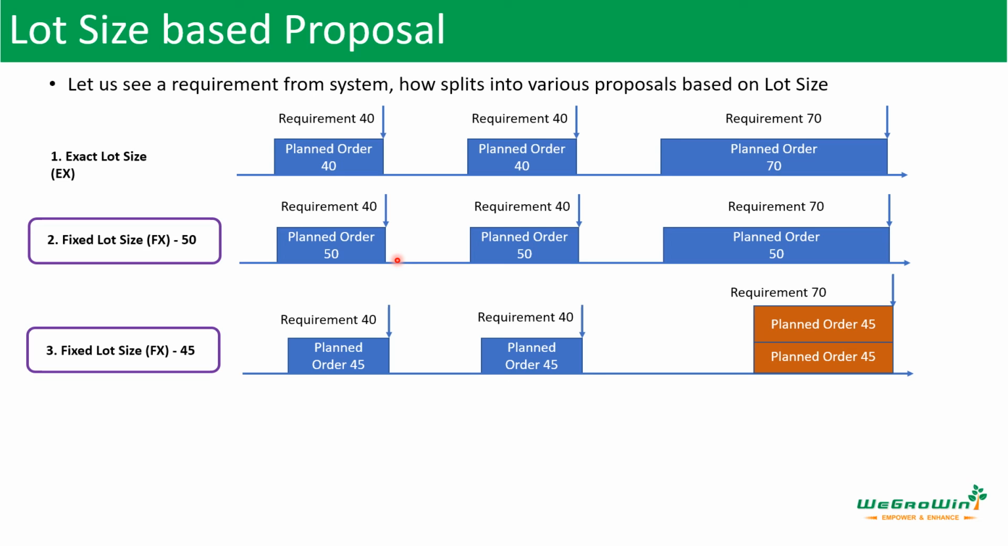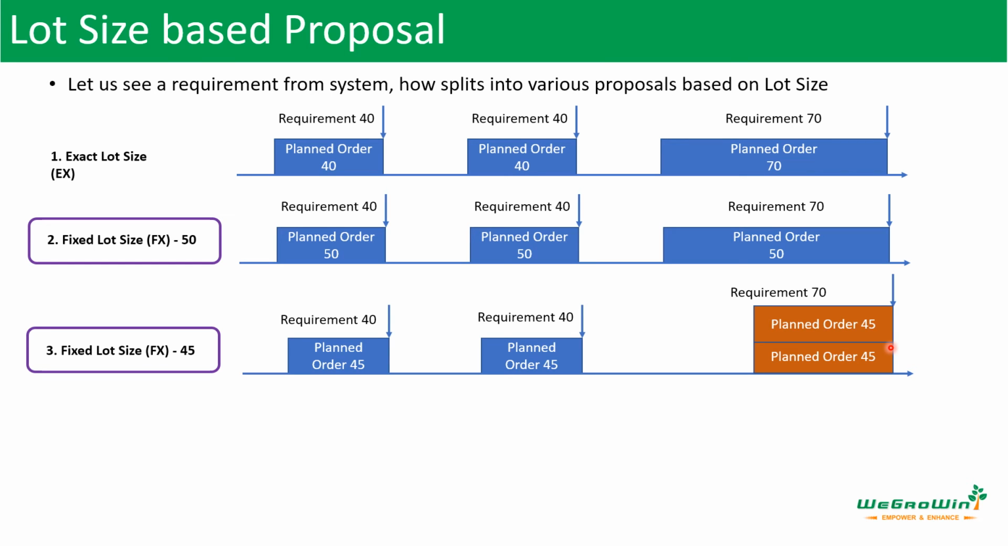At the same time, if the lot size is 45, what will happen? So requirement is 40, here the planned order is proposed 45, requirement is 40, again planned order is 45. Then for the requirement of 70, when the planned order of 45 is created, your total is 45 plus 45 plus 45, it's 135 only, but your total requirement is 150. So system creates another 45. Okay, so when the fixed lot size is reduced, actually you are procuring more, right?